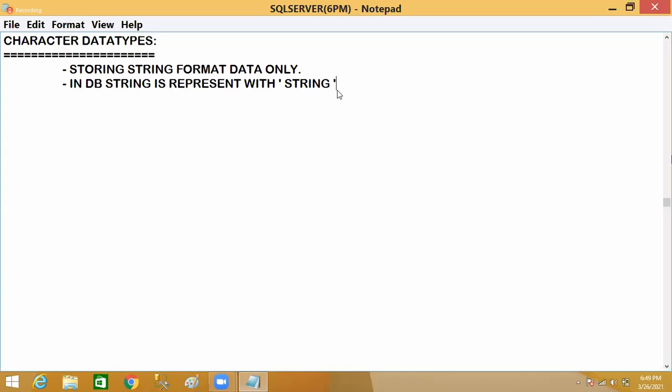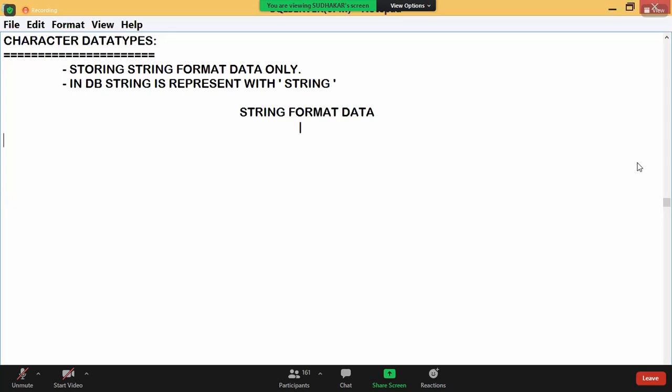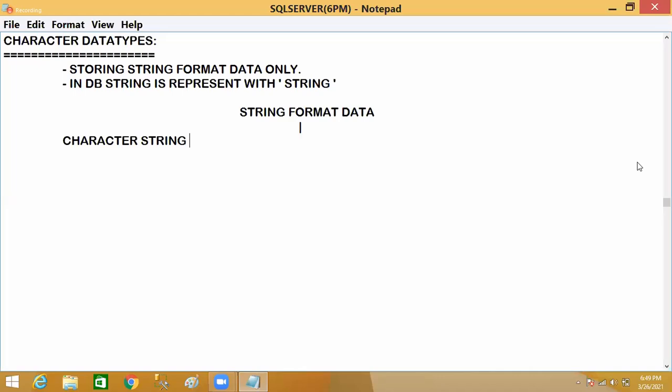But here, the character data types, whatever I said, the string format data. What does it mean? String format data is of two types, guys. One is character string, and the second one is alphanumeric string. So what is meant by character and what is meant by alphanumeric?